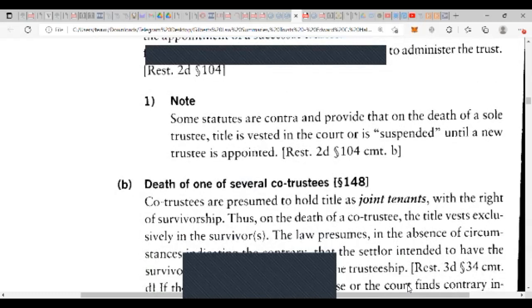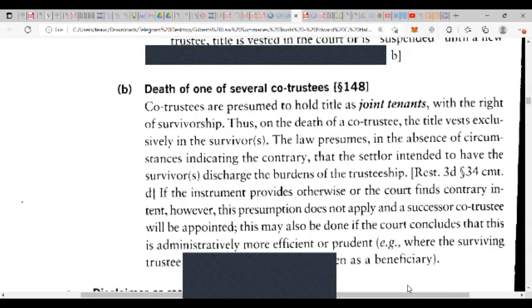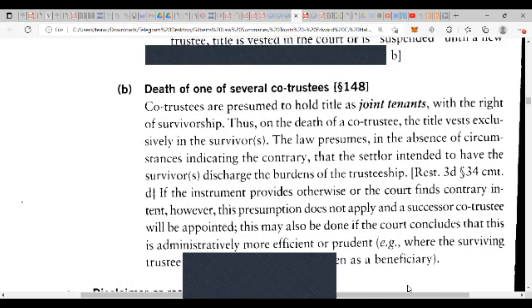Note, some statutes are contra and provide that on the death of a sole trustee, title is invested in the court or is suspended until a new trustee is appointed. Restatement 2D, Section 104, CMT B. B. Death of one of several co-trustees, Section 148.